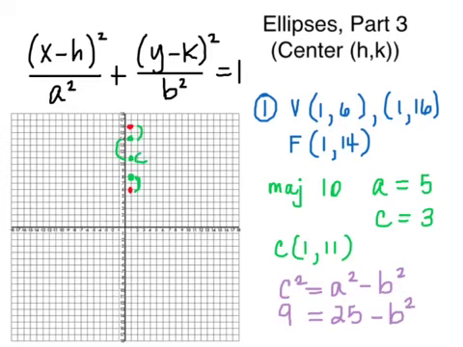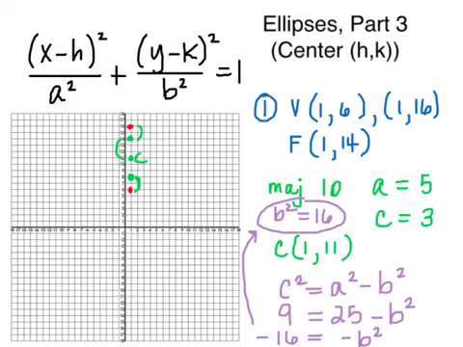Now we're going to solve for b squared. So if we subtract 25 from both sides, we get negative b squared equals negative 16, which we then can just divide both sides by negative 1 and get b squared equals 16, and that means b must be the square root of that, which is 4.